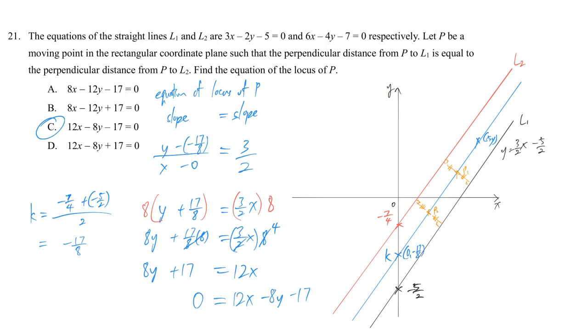It's quite complicated. You have to have a strong sense of the equation of a straight line, including the slope and the y-intercept. At the same time, you have to realize that the two lines L1 and L2 are parallel, so that we know the line in the middle is also parallel to L1 and L2.